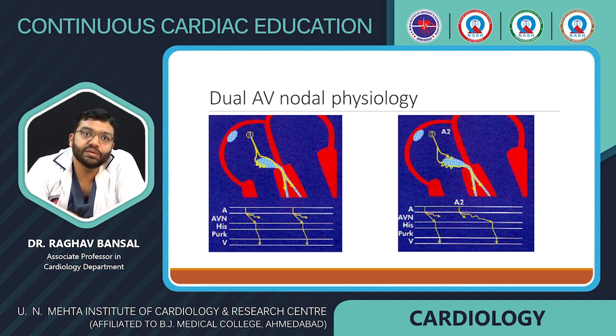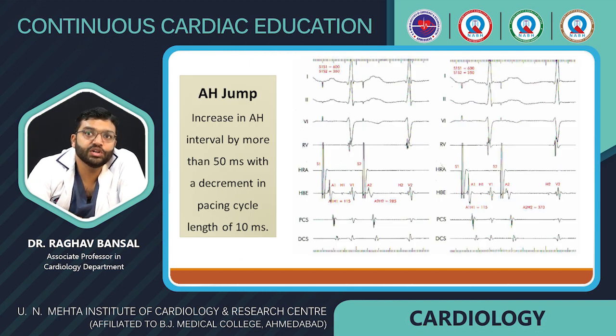Important to remember is that both the fast pathway and the slow pathway independently have decremental properties. So if you are pacing faster, small decrements will happen even when conduction is happening only through the fast pathway, or only through the slow pathway, or both. But when there is a sudden jump of conduction, that depicts the dual AV nodal physiology, and that is called an AH jump.